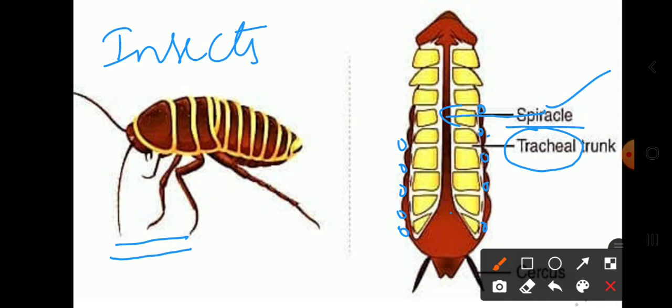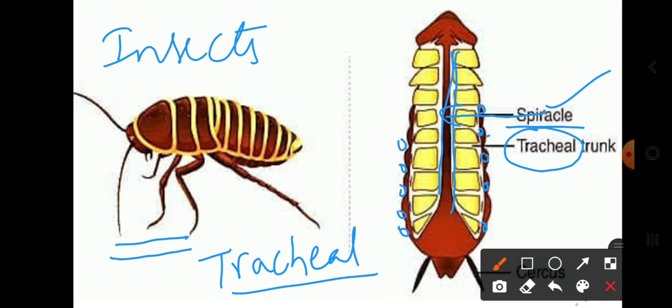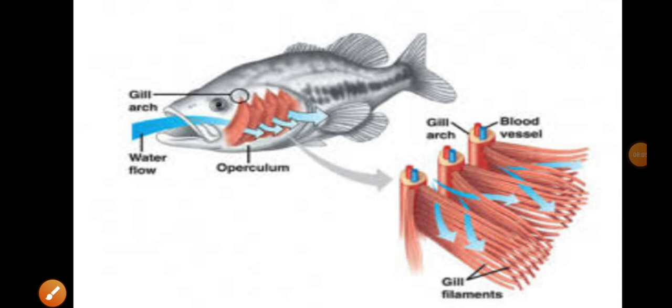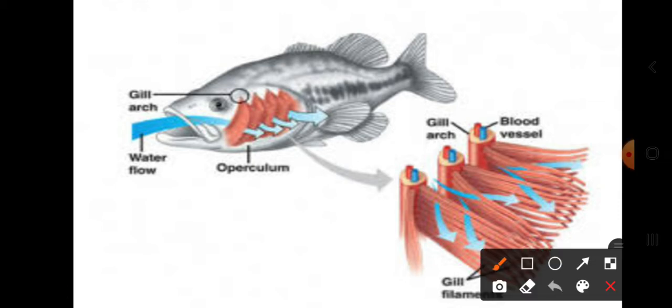Now the trachea opens into the tracheal trunk and oxygen is diffused all over the body. So in the case of insects, the mode of respiration or the mechanism of breathing occurs through the trachea. We are calling such a respiration tracheal respiration.